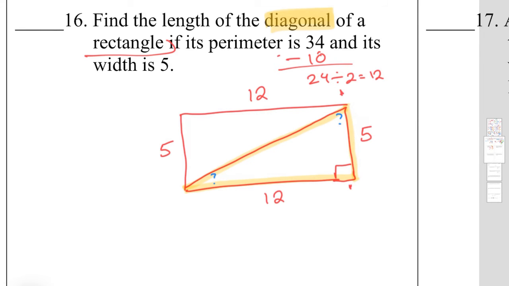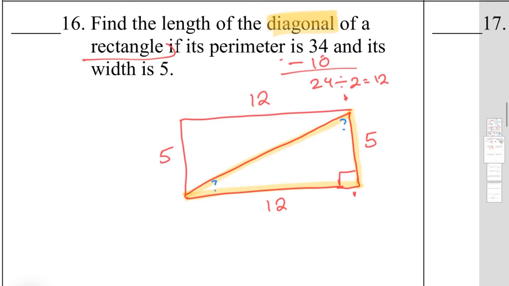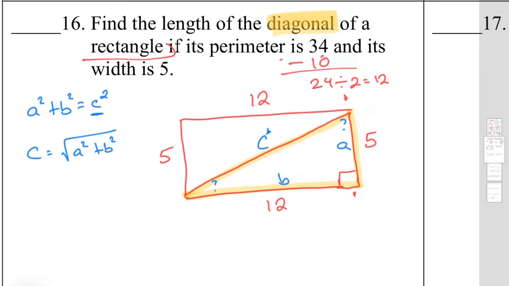The very, very first thing we ever talked about was Pythagorean theorem, where we have A, B, and the only important part was what we labeled C. C is always going to be the diagonal. And so here, the only thing I don't know is my C. Remember, Pythagorean theorem is A squared plus B squared equals C squared. Now in this case, we're looking for C. And so C would be the square root of A squared plus B squared.